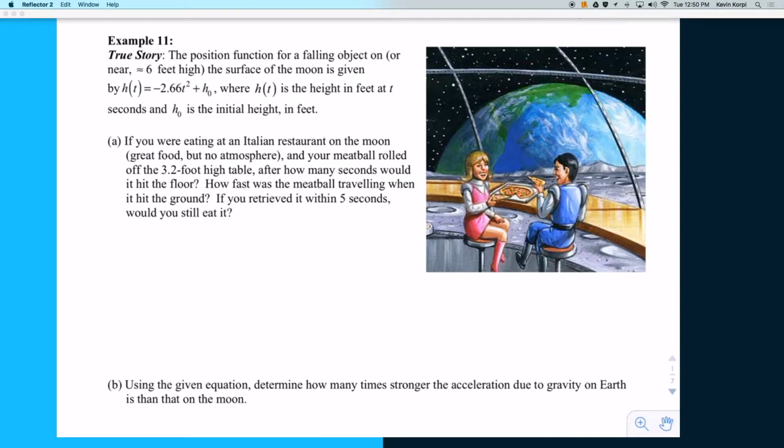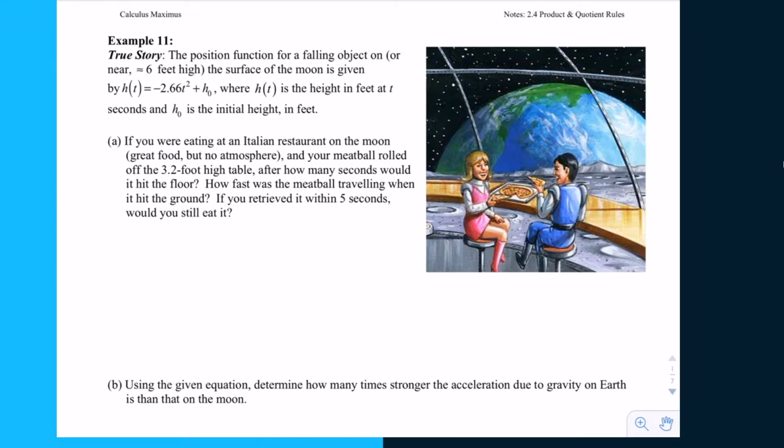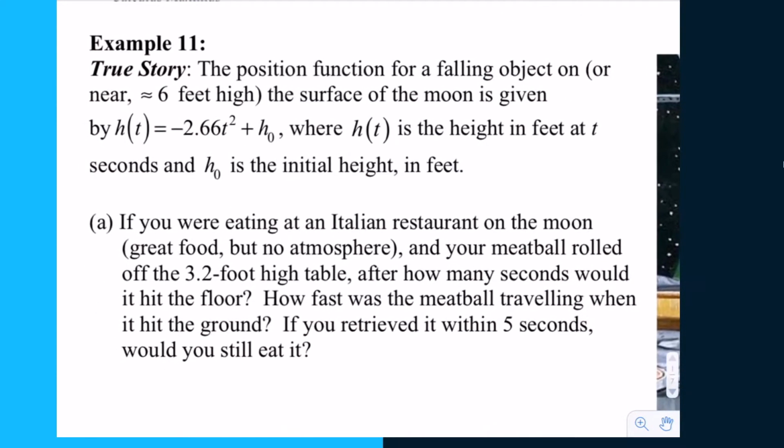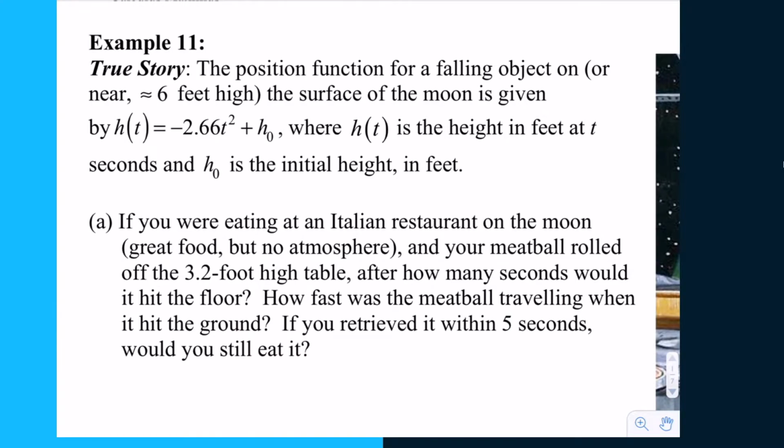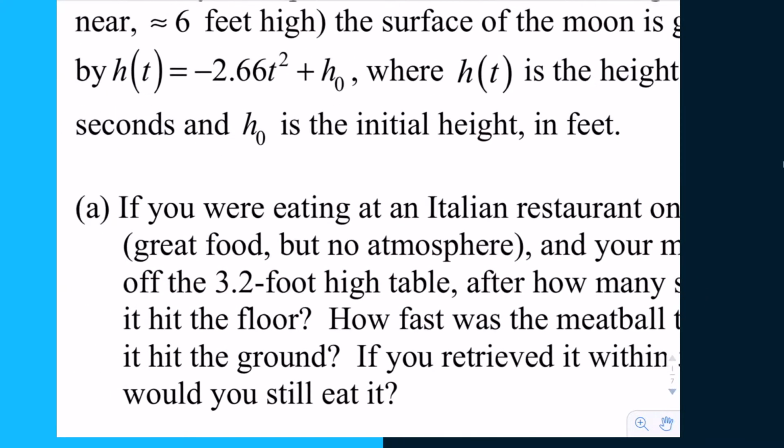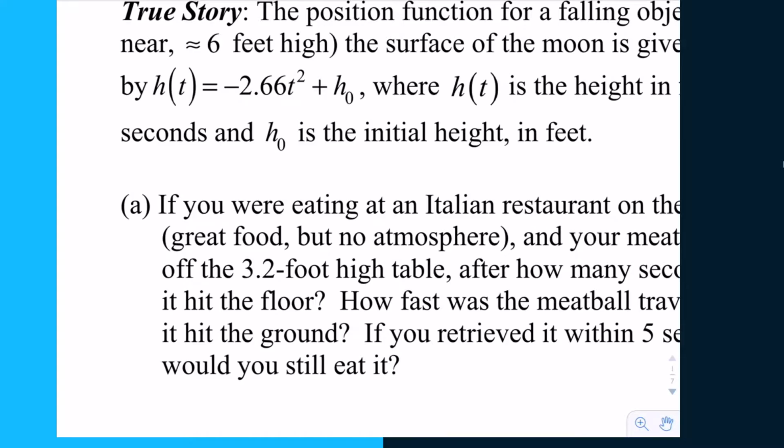The position function for a falling object on or near the surface of the moon. And by near, within 6 feet. So kind of reasonable. Somewhere in this area, we have an equation that describes the position of a falling object on the moon, where h of t is the height of the object above the moon surface in feet, and t is in seconds that have elapsed.